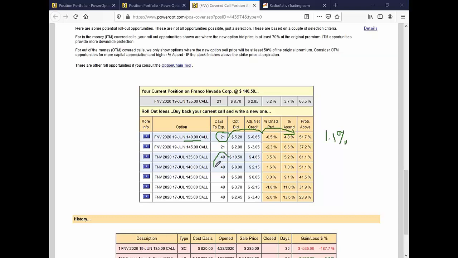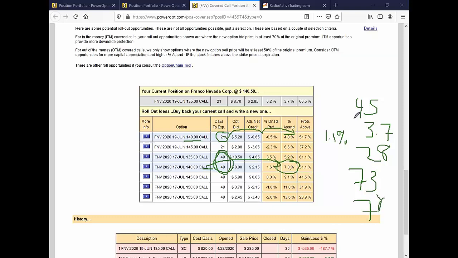Now, if I extend it another 28 days from where I am right now, and I roll to the 140, we could get a potential 7% return if we're assigned. So originally, let's say this was a 45-day trade, and I was comfortable making 3.7%. By adding another 28 days to that initial 45 I was planning on staying in. So if I roll out from 21 days to expiration now to 49 to the 140 strike, well, we're going up to about 73 days total in the trade, potentially, for 7% return.